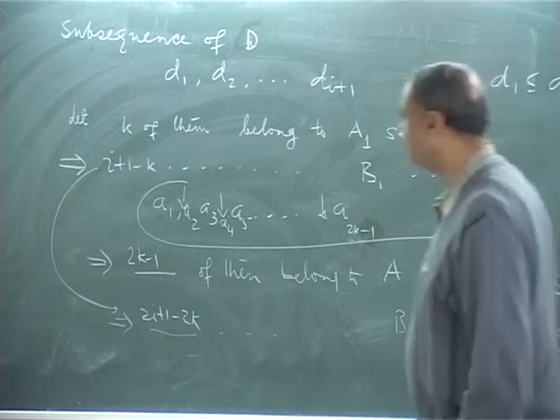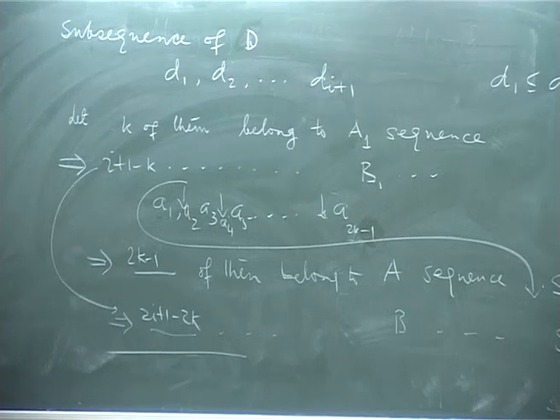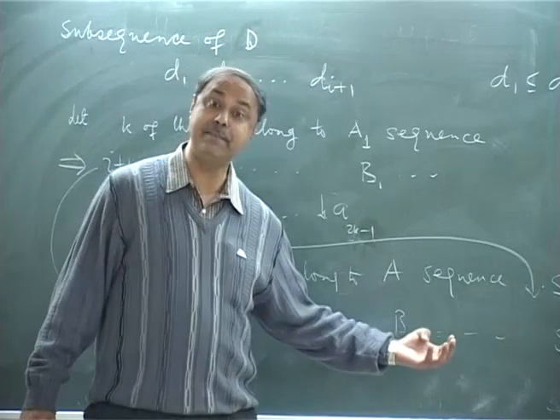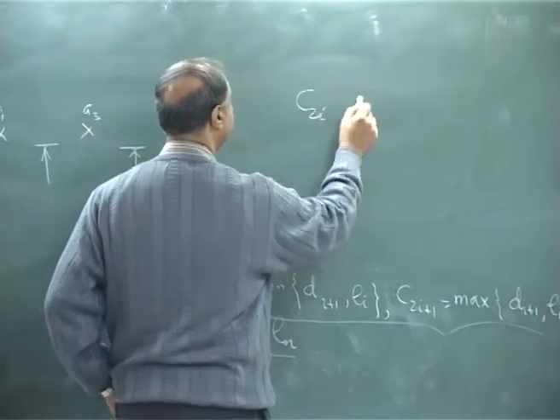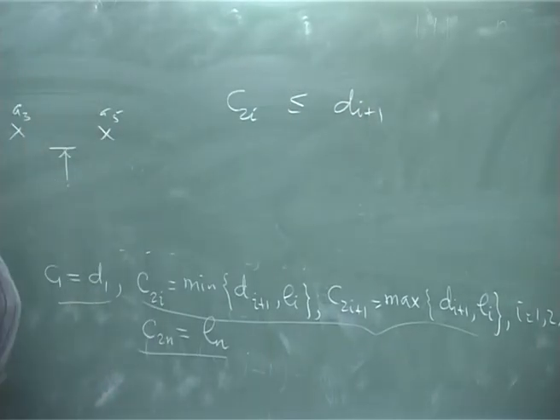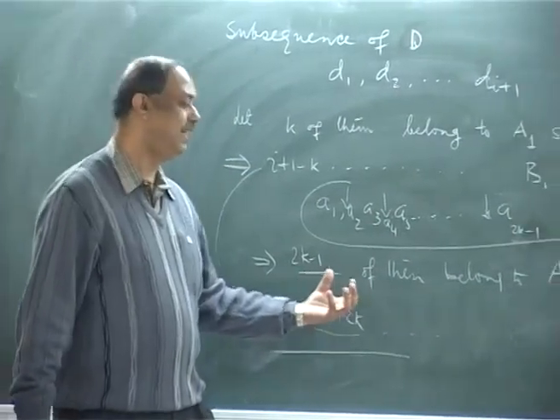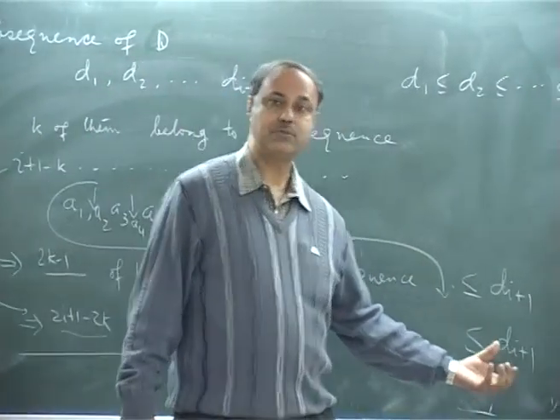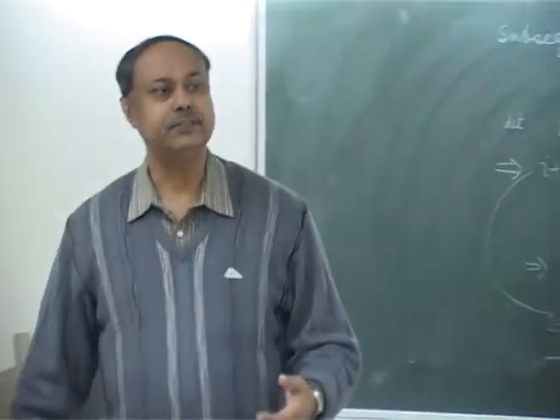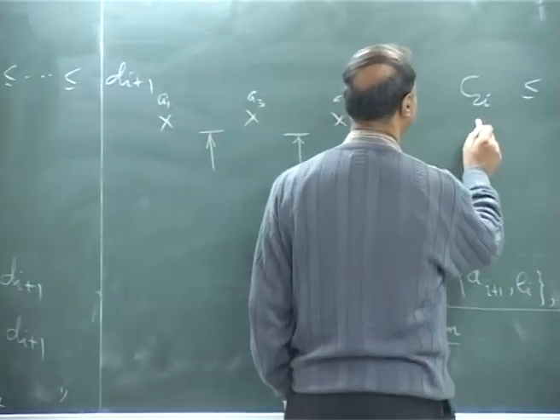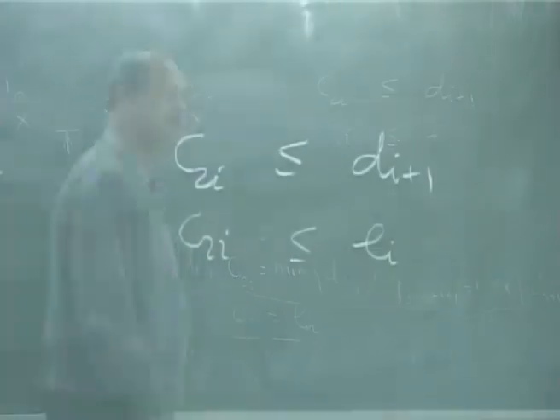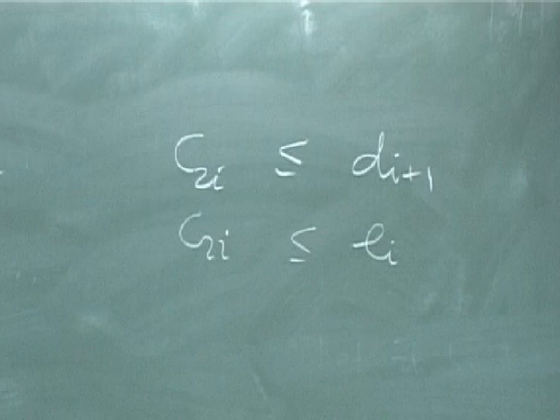And if I add these two, what do I get? 2i elements belonging to A and B less than or equal to di plus 1. Right? Now, if C is the sorted sequence, can I write C2i is less than or equal to di plus 1? Yes? Because by combining these two, I got 2i elements belonging to the combined A and B less than or equal to di plus 1. And since C is the sorted sequence, that is the assumption, C2i is less than or equal to di plus 1. Similarly, you can show C2i is less than or equal to ei. Just start with ei plus 1 and you can derive this.